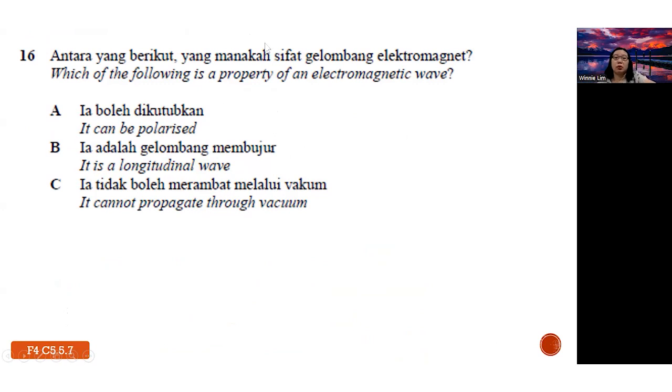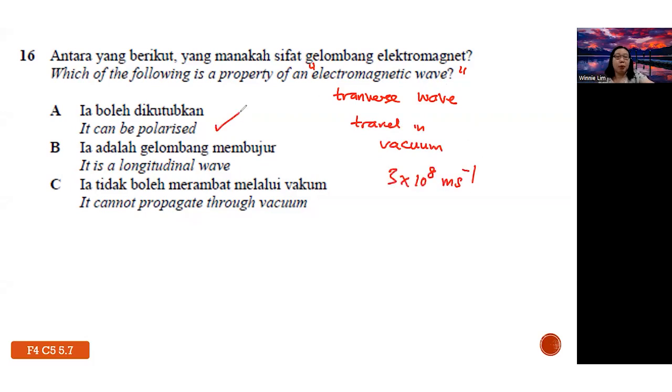So as you all know, you can classify waves into transverse and longitudinal, and all electromagnetic waves are actually transverse waves. They are able to travel in a vacuum with the speed of light, 3 × 10⁸ meters per second, and they are able to be polarized. So what is meant by polarized?